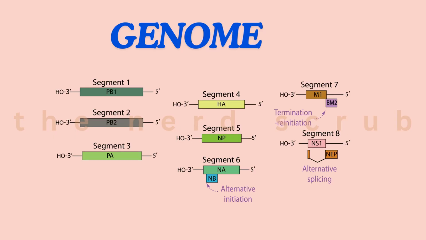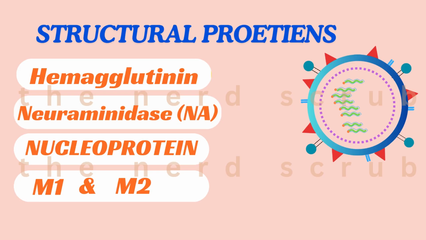Influenza virus genome is composed of 8 segmented RNA strands. These segments encode 11 proteins, including the structural proteins and the non-structural proteins. The segmented nature of the genome allows for genetic reassortments, contributing to the variability. These are some of the proteins that it encodes for.